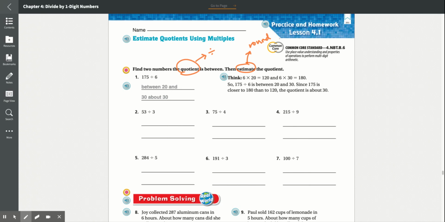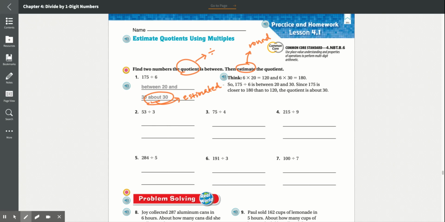Number 1, 175 divided by 6. So we can think that 6 times 20 is 120, and 6 times 30 is 180. Now, 175 is closer to 180 than it is to 120. So we can say that it is about 30 right here. Make sure to put about, because that means it was estimated and it's not the exact answer, right?